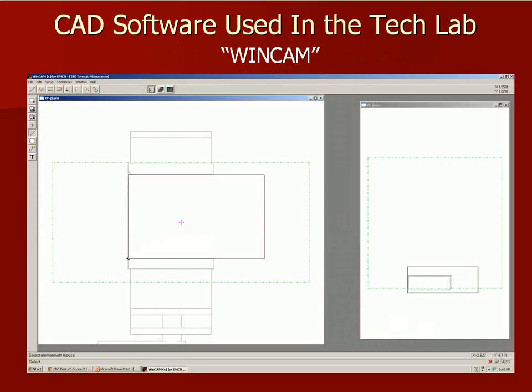For our purposes here in this lab, the CAD software that we use for our CNC manufacturing is called WinCam. This screenshot actually shows you two different views. This is the top view looking down on the CNC mill, and then this is the side view looking at the CNC mill. I don't have a part drawn on this, but this would be the blank stock that has yet to be milled or drawn on in this case.